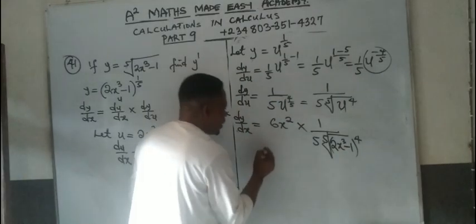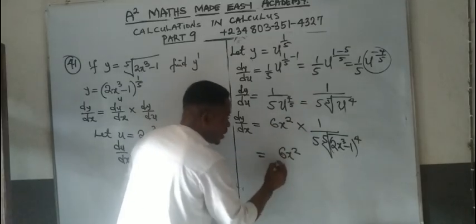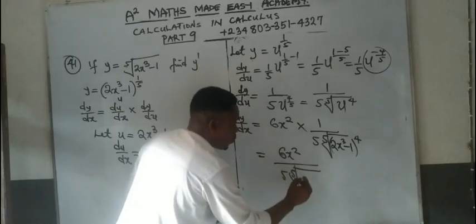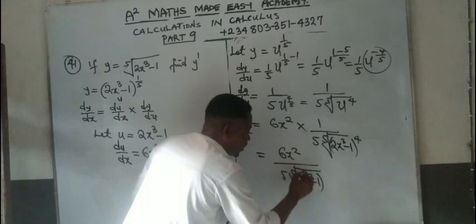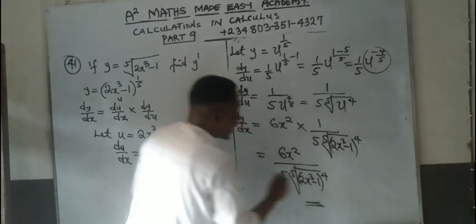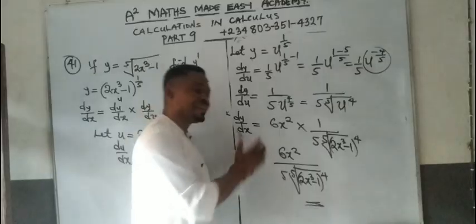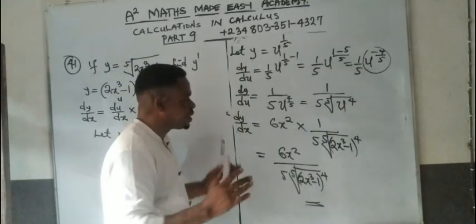Then let's summarize. This becomes 6x squared times 1, which gives us 6x squared, right? Then all over 5, then fifth root of 2x to the power 3 minus 1, close the bracket, all to the power of 4. Now this is what we call differentiation by chain rule. I decided to solve this because somebody asked for it. Are you with me now? Now it is not over.